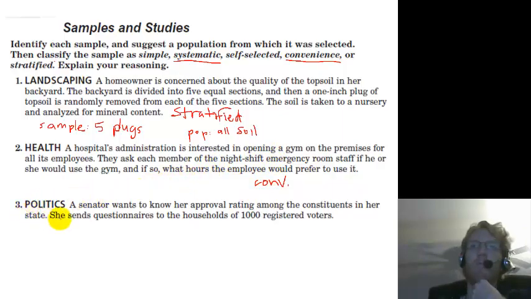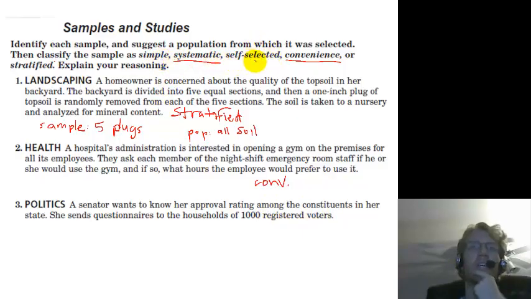Okay, third one, politics. The senator wants to know her approval rating among her constituents. She sends questionnaires to the houses of 100 registered voters. Okay, so now, let's see, what kind of sample is it? Is it simple? They want to know the approval rating among constituents in her state. Well, if they only send it to registered voters, then it's not necessarily going to go to everybody.